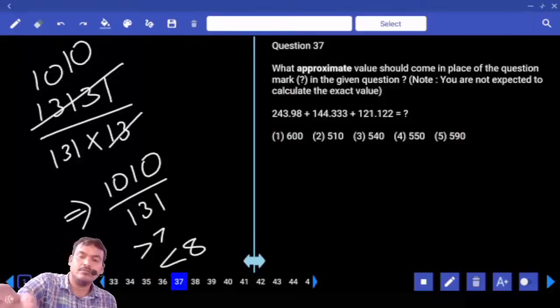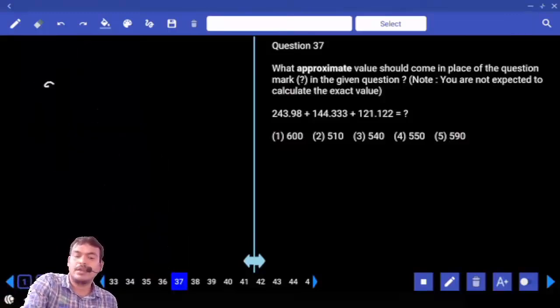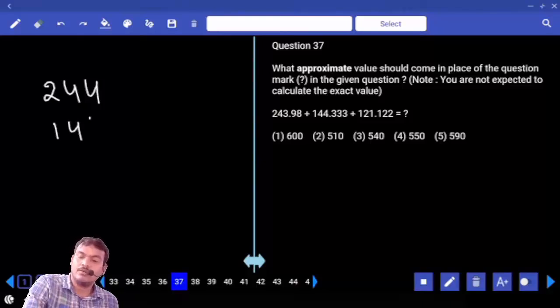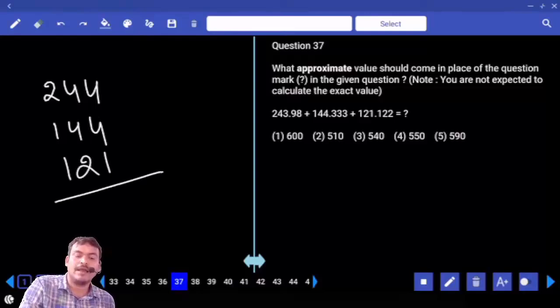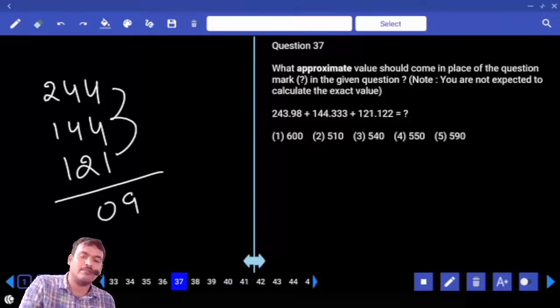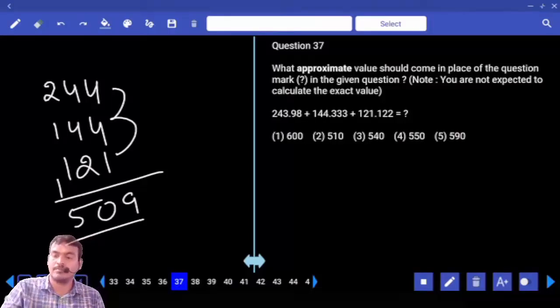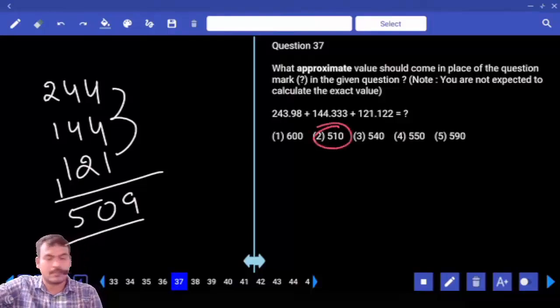What is the first value? 244 plus second value 144. Third value 121. All are adding or subtracting? Adding. 4 plus 4 plus 1, 9. 4 plus 4 plus 2, 10. 0 written, 1 carry, or not. Total it is 509. What is the nearby value? 510, or not.